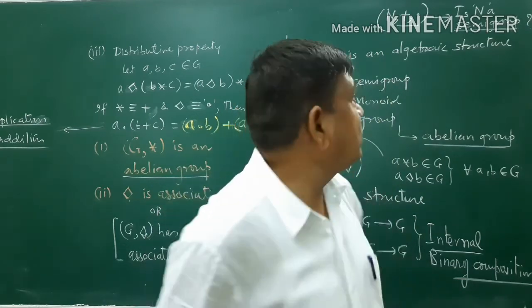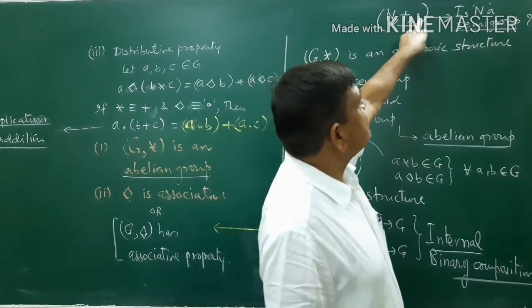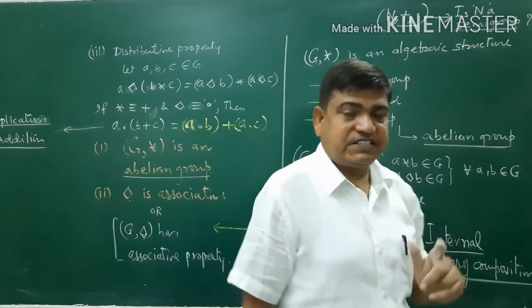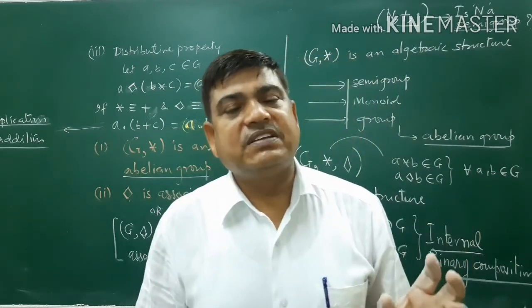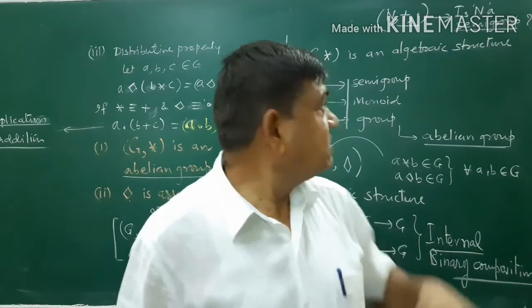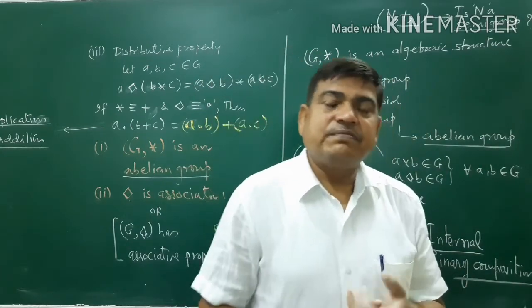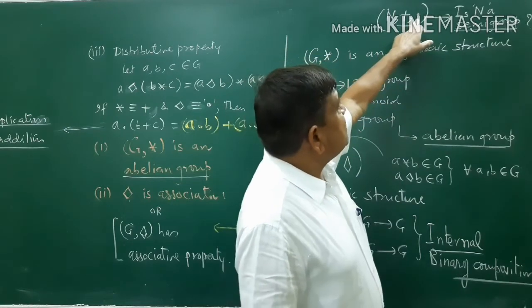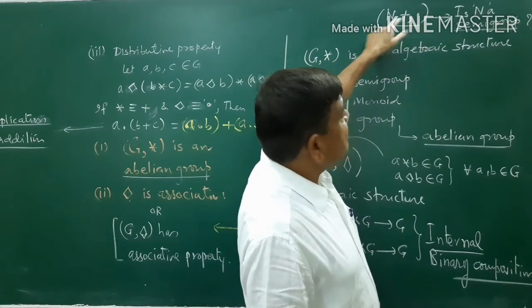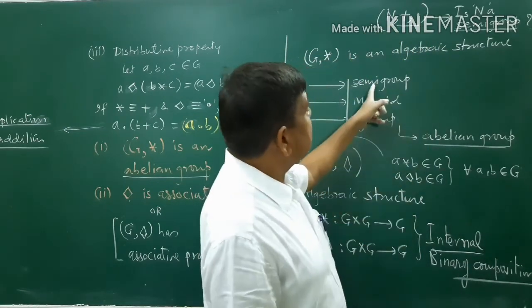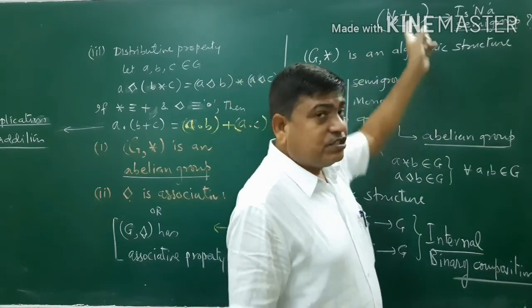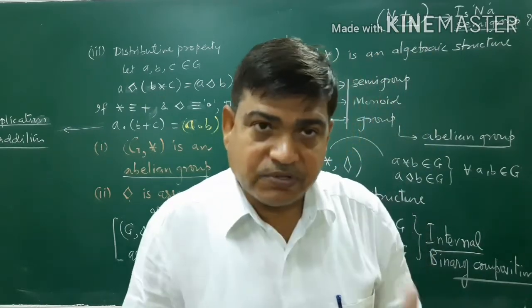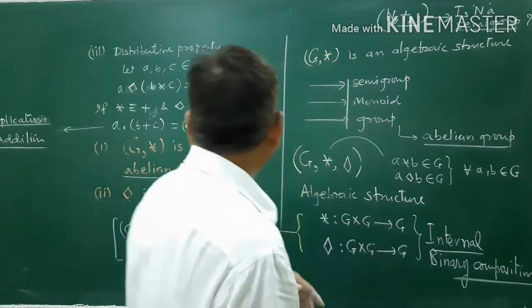Be careful. Okay. Now we come to this dot, multiplication. Definitely multiplication is associative. That means this N is a semigroup with respect to these two binary compositions. Okay, so it is that type of situation.